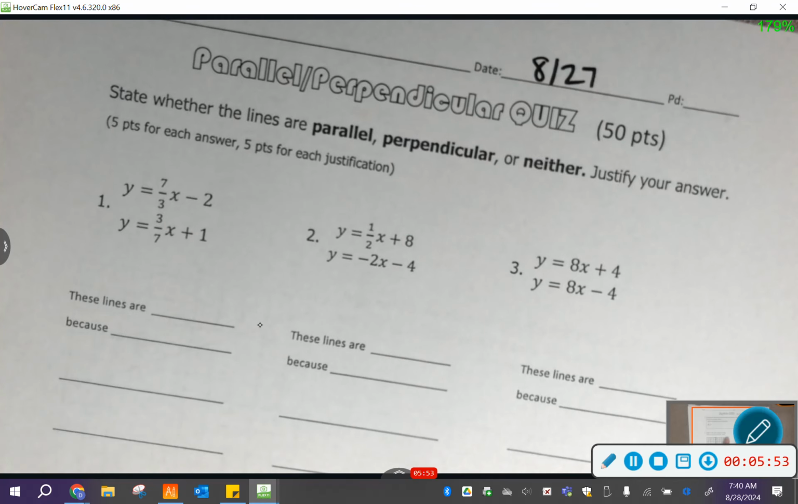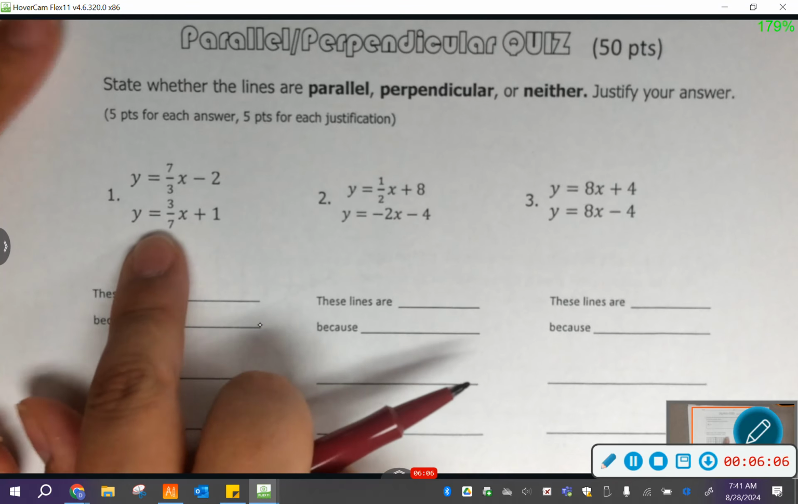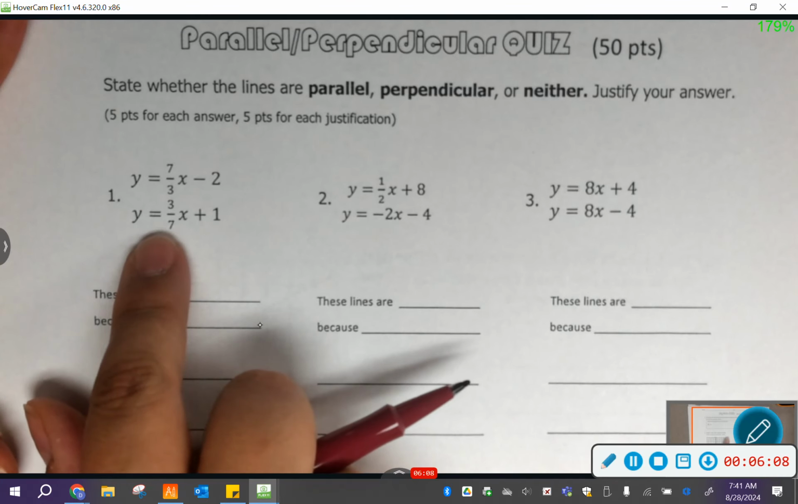For the next quiz, let me see a difference in them. No, it was completely different problem. For the next quiz, are these parallel, perpendicular, or neither? Why neither?